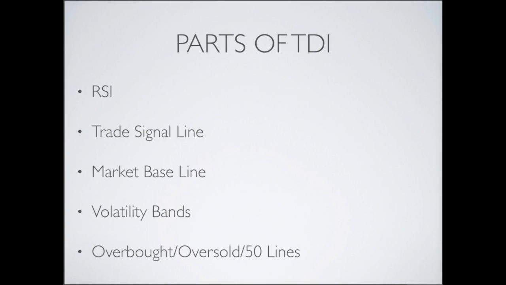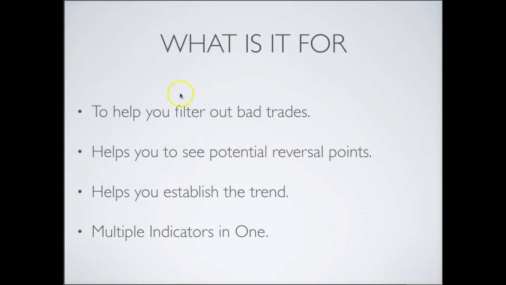So what are the parts in the TDI? First, we have the RSI, which stands for Relative Strength Indicator. Then we have the trade signal line. We have the market baseline, the volatility bands, the overbought, oversold, and the 50 lines, all in this one indicator. We have so many different key parts, and it's just revolutionizing the foreign exchange market for all traders, because the first thing is it helps you filter out bad trades so you know which trades not to take.